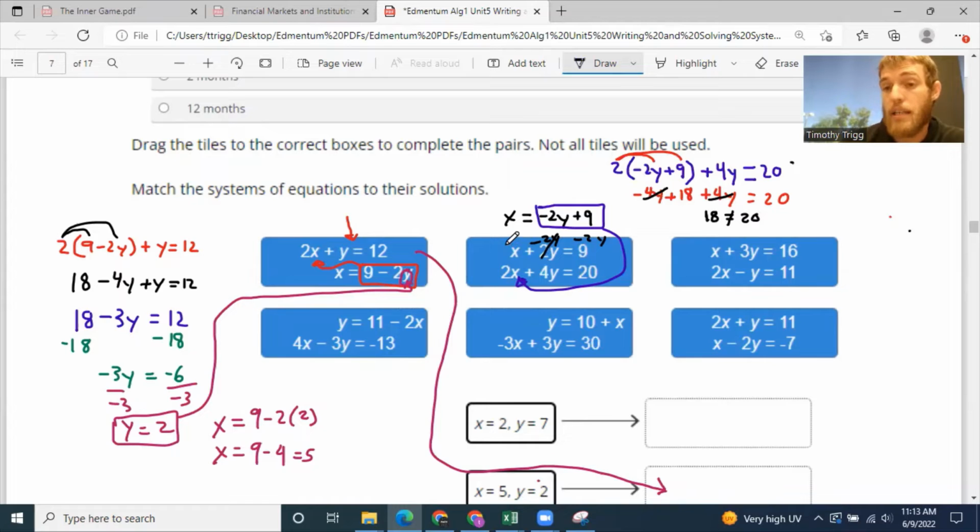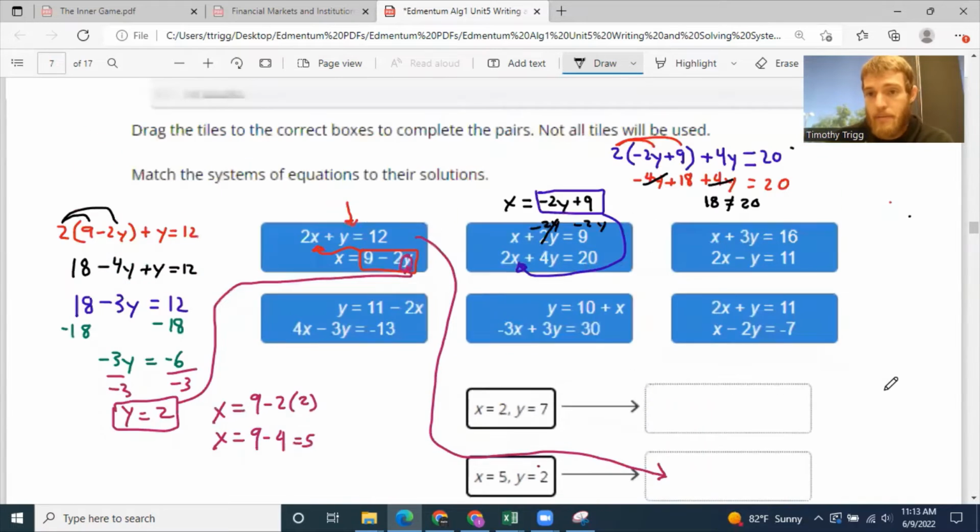So if you ever solve a system of equations and you get something plainly not true, like here, 18 equals 20, well, that's not true, is it? So that means that the system, they don't cross each other. In other words, these two lines, in this case, are parallel. They don't cross each other. So that's one thing to keep a lookout for. And so this tile will not be going into any of these. Okay.